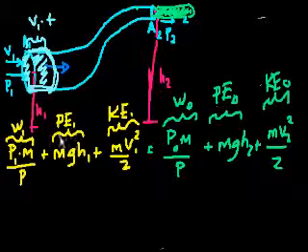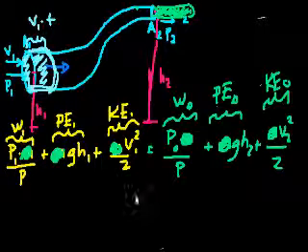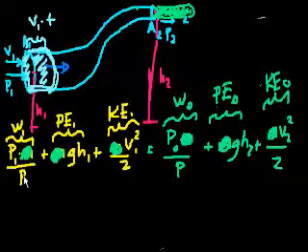So one thing that we see, there's an m in every term, so let's get rid of them. Divide both sides of this equation by m. Dividing both sides of this equation by m, we get that. And I don't like this density in the denominator here, so let's multiply both sides of this equation by density.